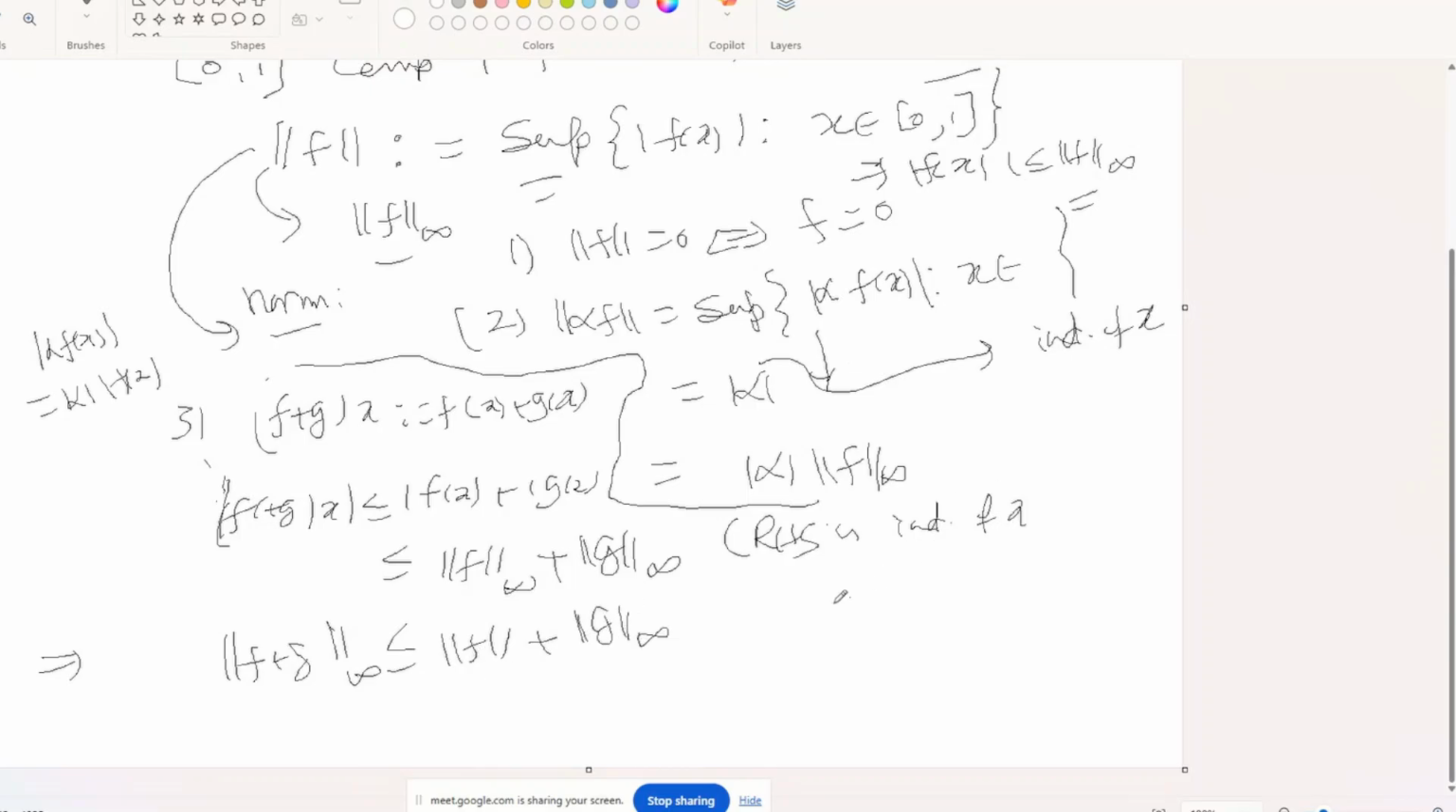Okay, so that tells you that this norm on C01 is a norm. What does it imply? C01 with this infinity norm is a normed linear space. Is it clear?